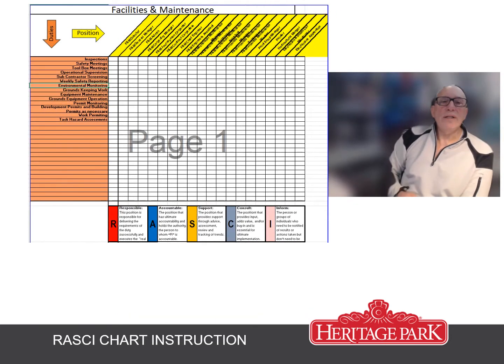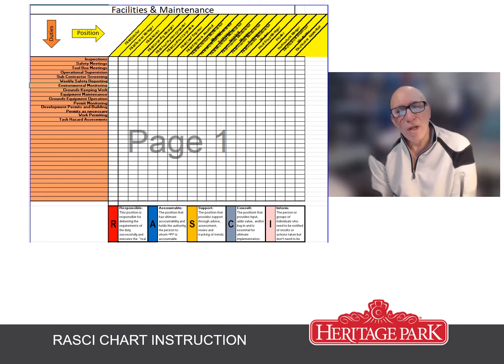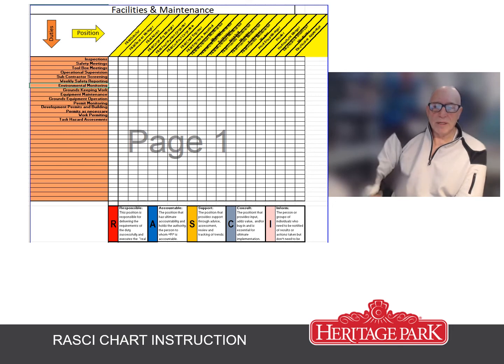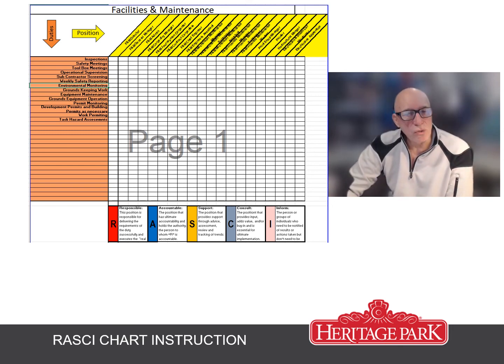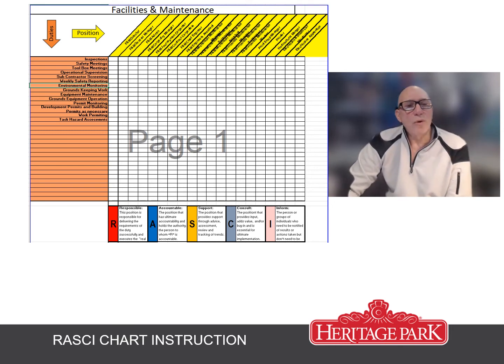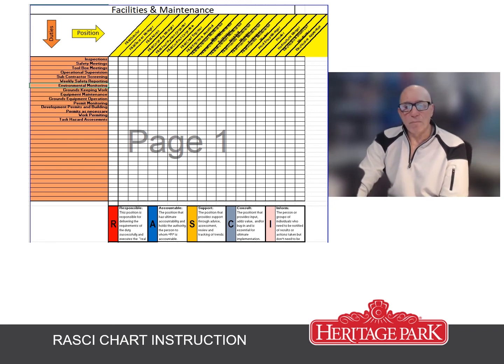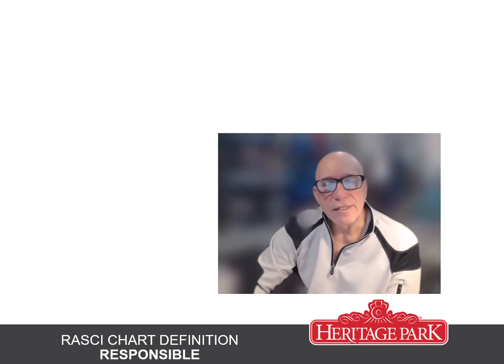So we go on now to the RASCI chart. This is the one that I have received the most questions about, and therefore I'll go into a little bit of detail on how to manage and use this tool. You'll notice across the top positions, which are right off the org chart from each department, and as well you will see the duties along the left column. So what is a RASCI chart?